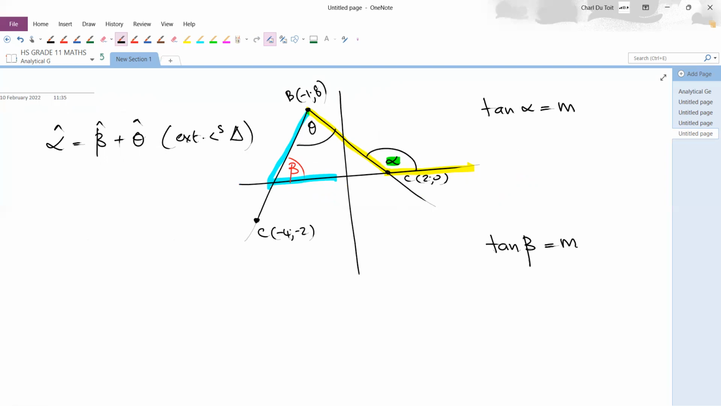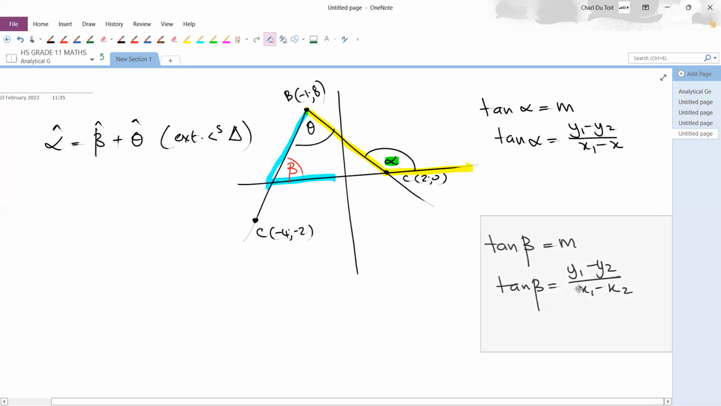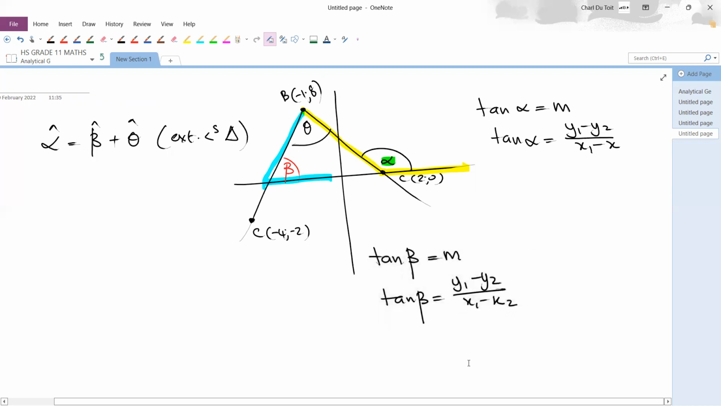blue line. Go. Quickly work out the gradient of the yellow line. So tan alpha is y minus y over x minus x. And then you're going to do the same. Tan beta is y minus y over x minus x. Get those two answers. I want those two angles. You've just done it. You should be able to get those. Quickly do those two angles.